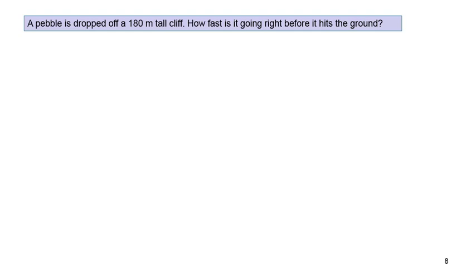So what I'm going to do is first define two events. My first event will be when it's dropped off the cliff. Why am I choosing that as an event? Because I know the y position of the pebble at that event. I also know the velocity of the pebble because it's dropped, so it's going to start off with a velocity of 0 at this event here.